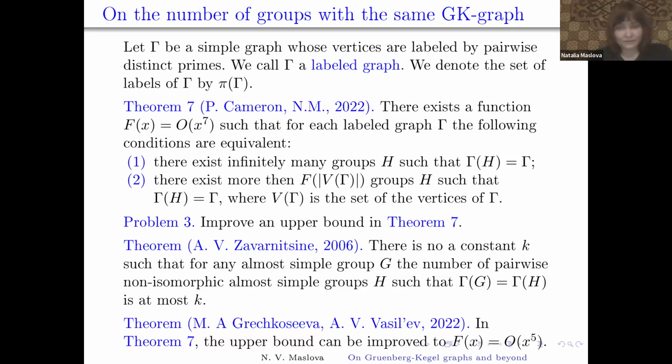Of course, the bound can be improved. And Maria Grechkoseeva and Andrei Vasilyev have improved this bound. They have constructed a polynomial function of degree at most 5. However, due to a result by Andrei Zavarnitsyn, this function cannot be a constant. So it's at least of degree 1. However, such a function exists and is polynomial.